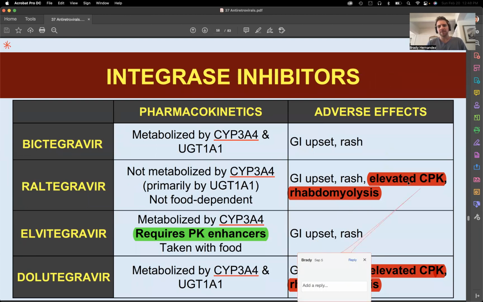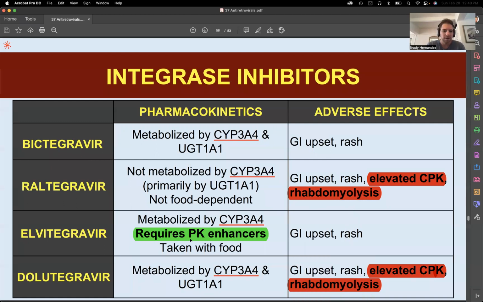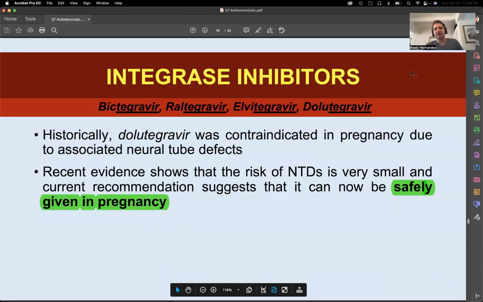Now, some of these have very specific side effects. With raltegravir, rhabdomyolysis, R and R, that's a big one, right? Remember, rhabdomyolysis can lead to renal failure as well. If you're going to give elvitegravir, you need a PK enhancer, which we'll get to in a second. And then again, this one can cause similar symptoms here. Surprisingly, as I said earlier, we had maybe two questions on these, and it was so convoluted.